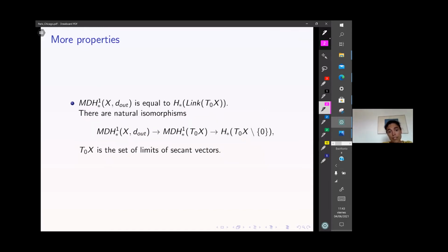For parameter B equals 1, as expected, we get information about the tangent cone. Once we consider the outer metric, because here the B points are identified whenever they are tangent. Okay, so one can look carefully and see that these are natural isomorphisms.